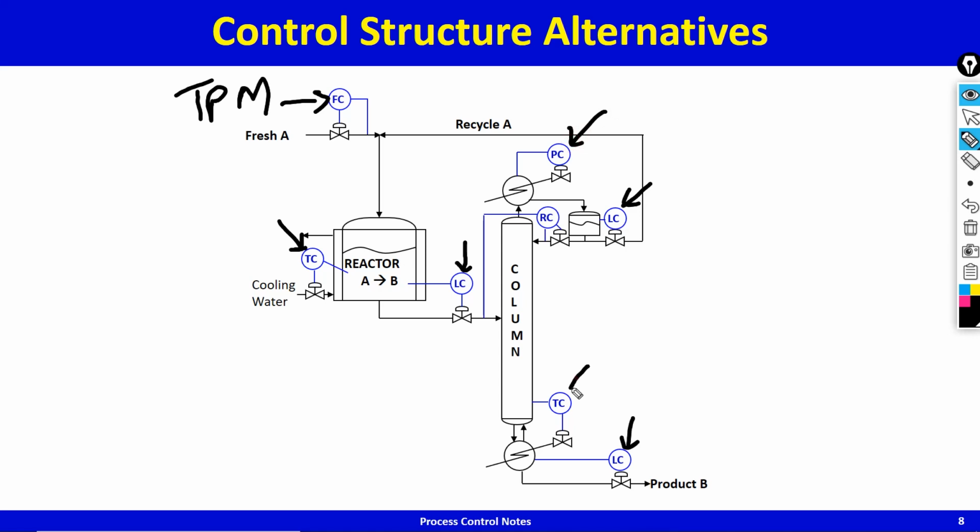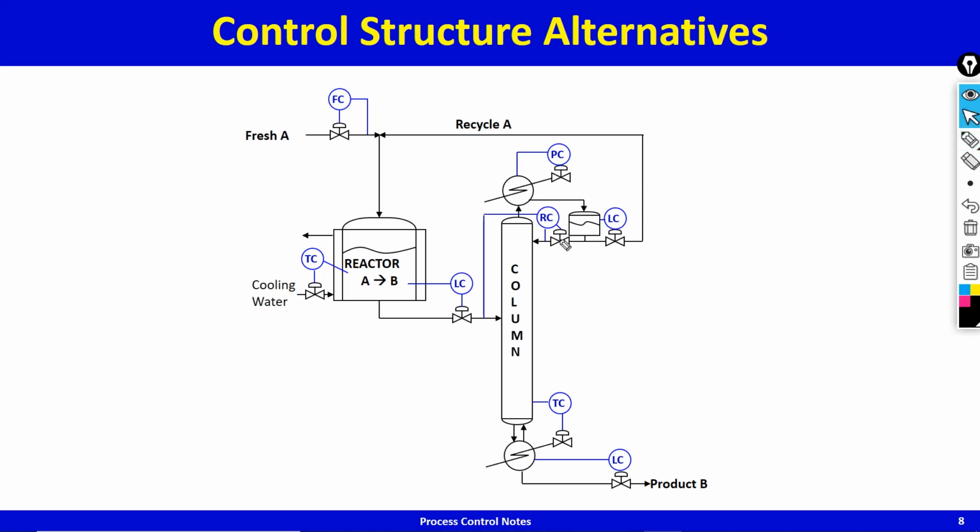This guy is closing the component balance, the leakage of the light key down the bottoms, leakage of A down the bottoms, that balance is being closed by this guy. This guy is closing the leakage of the heavy key up the top. You see, other than the throughput manipulator, all other controllers are closing some kind of balance, either a material balance, an energy balance, or a component balance. That's one point that I wanted to make.